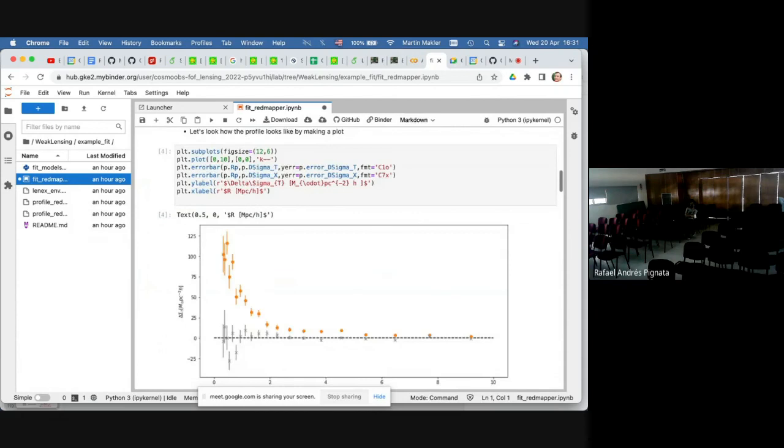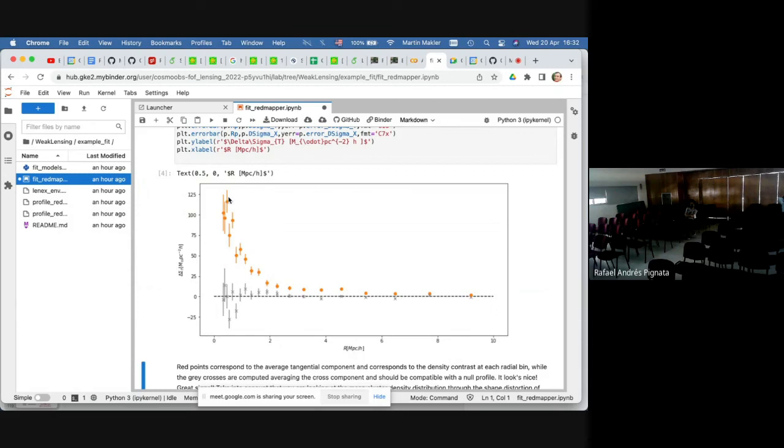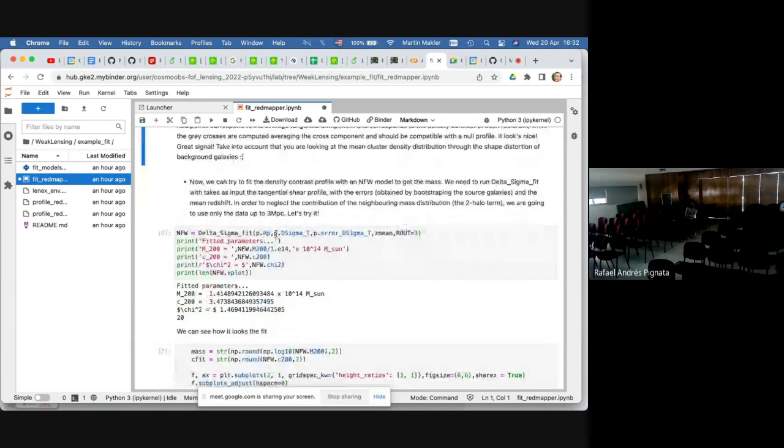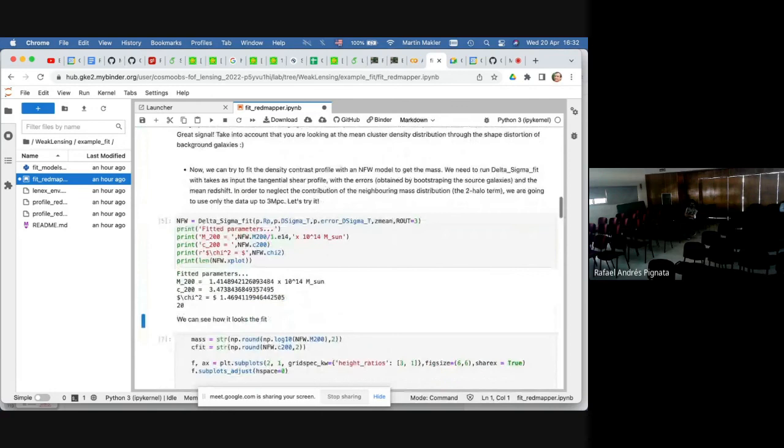So this is delta sigma as a function of R. The orange dots are the values with error bars from bootstrapping, and the gray ones are the cross component, which should be zero. It's a way of checking the quality of your data for systematics. They should be consistent with zero. Now she introduces a delta sigma model, the one-halo term, the Navarro-Frenk-White model. And she just fits the curve with this. This goes really fast.